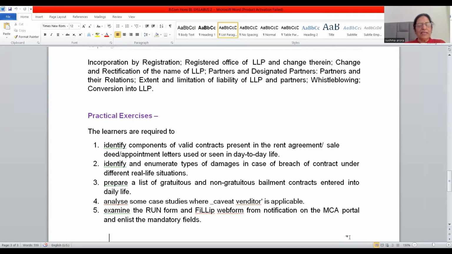Then you'll be able to analyze some case studies, where caveat emptor is applicable. Caveat emptor term, you all know. Let the buyer beware. Or where caveat venditor is applicable. So certain case studies also I will take up in my videos. To examine the registration forms, the RUN form and the FiLLiP form, these are the 2 forms pertaining to the registration of LLP. Okay, so I'll take up in my videos and I will discuss the RUN and FiLLiP.